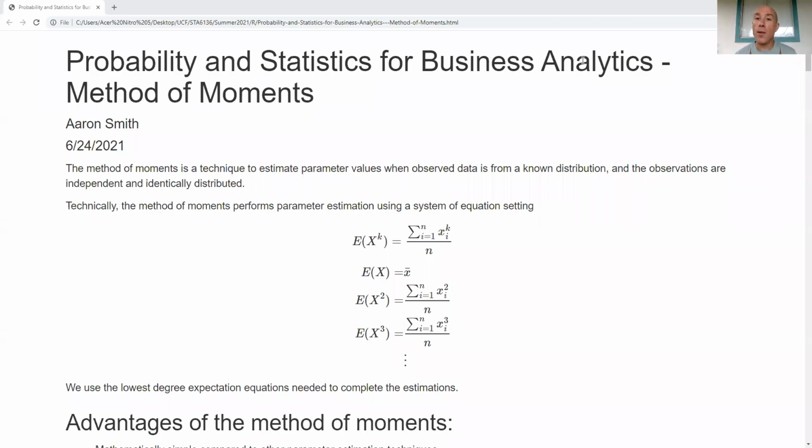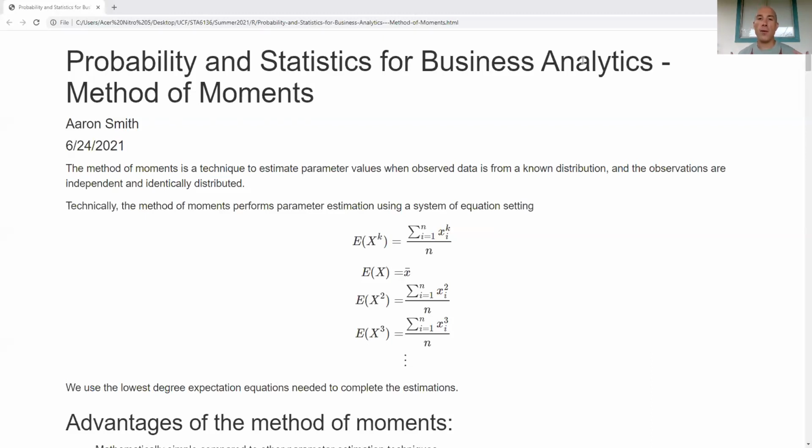Hi, in this video, we want to take a look at the method of moments. The method of moments is a technique for estimating the parameters of a probability distribution. So I've got some data coming in. I believe that my data is independent, identically distributed, all from the same distribution. So I've got data, and I've got an idea of which distribution it's coming from. Now all I need to do is estimate the parameters of that distribution.